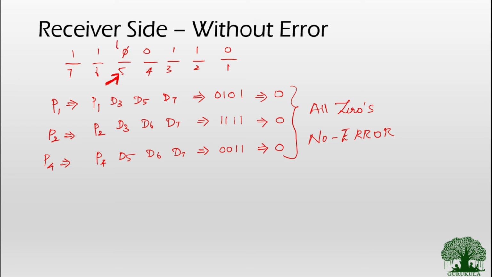Instead of 0, we will have 1. Correct. So this is the error which we have manually introduced over here, just to check how error correction is happening. We will see how the receiver side will function if there is any error. So what I will do is rewrite the positions: 1, 2, 3, 4, 5, 6 and 7.